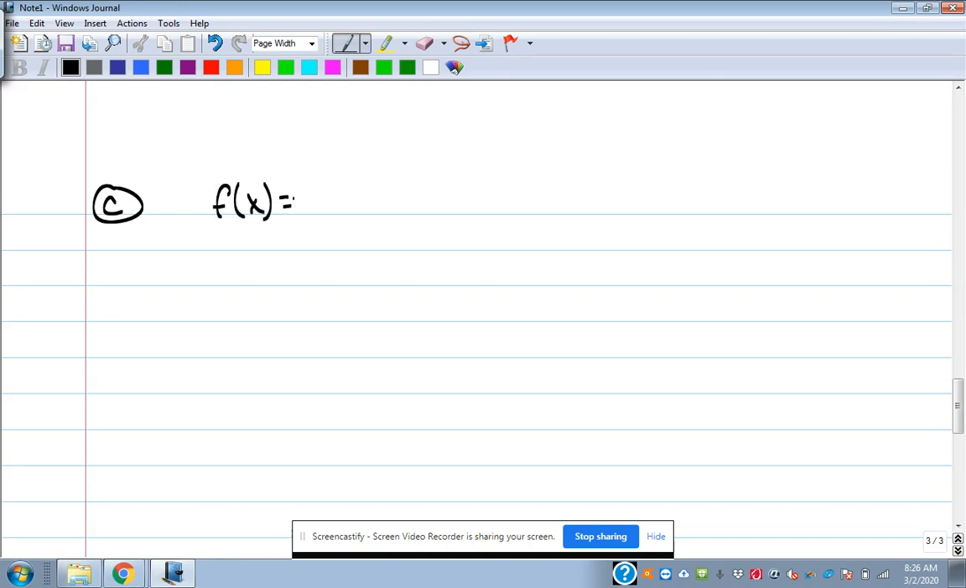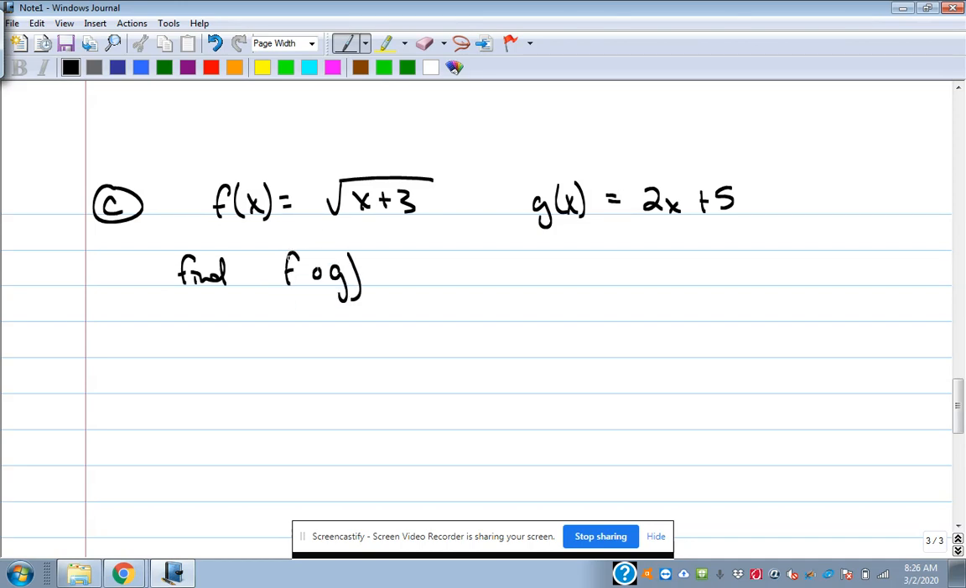So here, let's do another set. F of x is x plus 3, all under square root. G of x is something nice and linear, 2x plus 5. We're going to find f composed with g of x and the domains. That's your instructions. Find the domains and the composite function. That's what our instructions were.